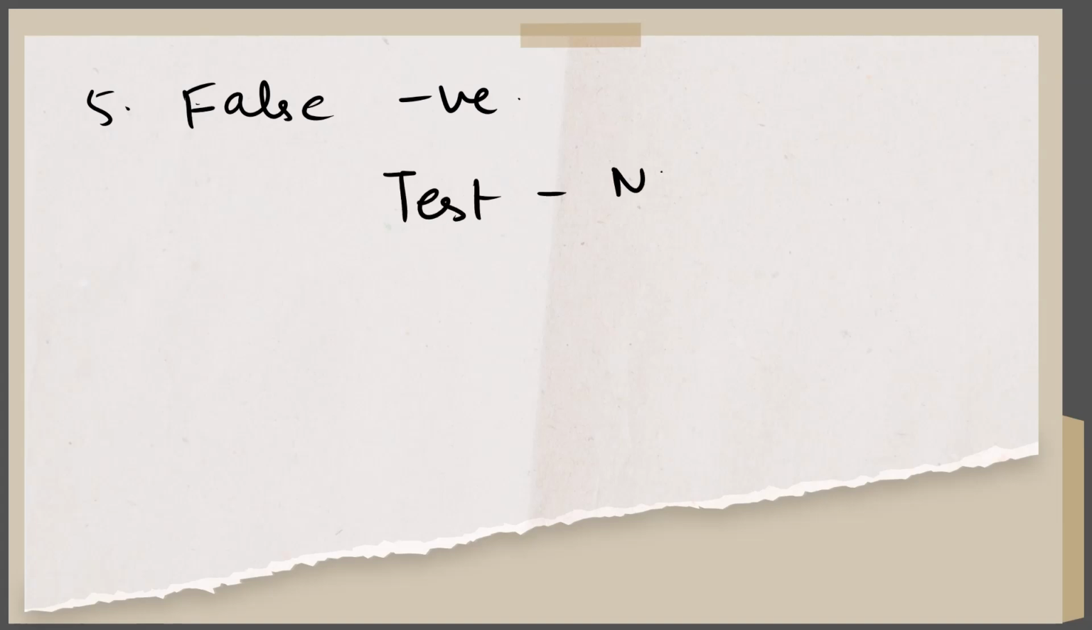Then we have something called false negative. So here the test says no, but the reality is yes. Now, false negative is basically the opposite. The test fails to detect something that is actually there.